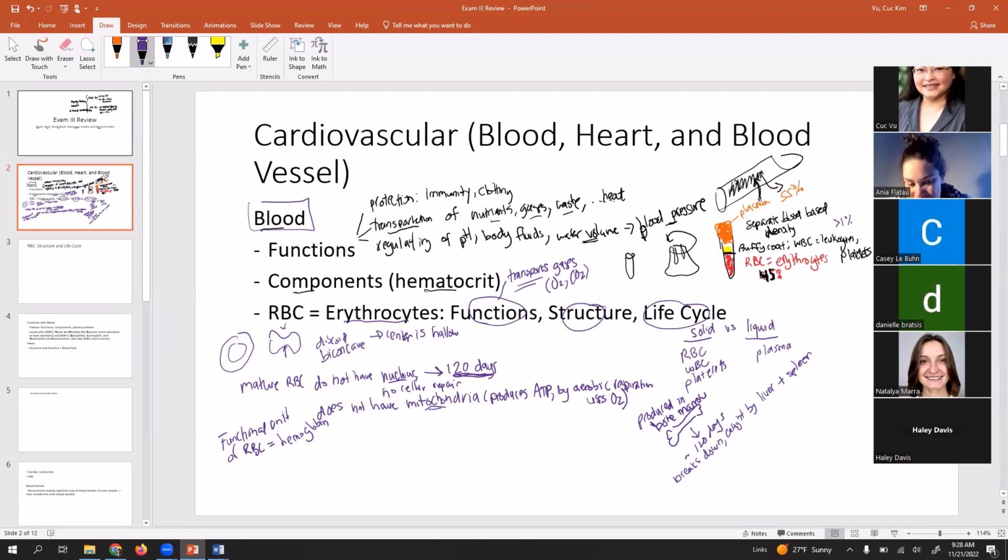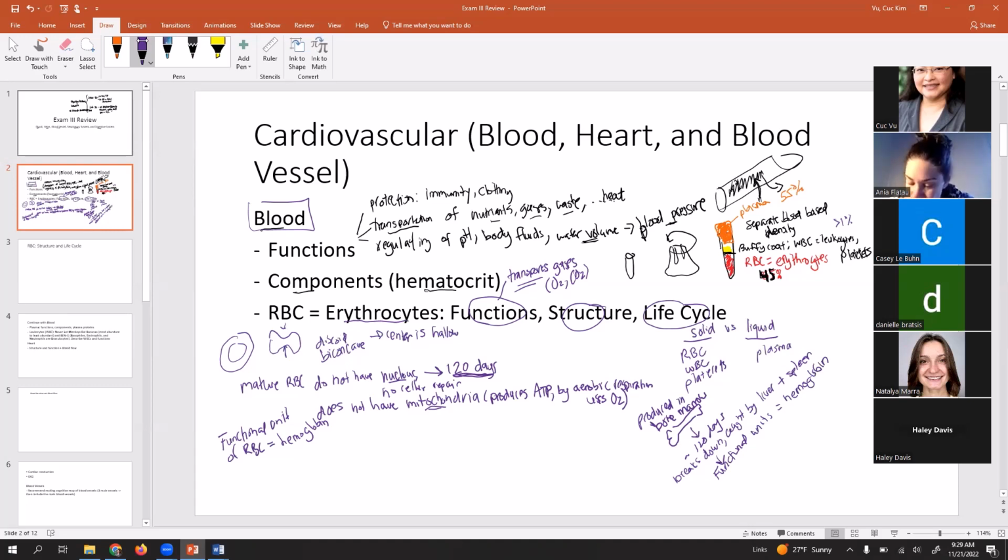Because the spleen has a kind of fibrous tissue, like a mesh, that catches the damaged red blood cells and then breaks them down. So in about 120 days, the red blood cells break down and they're caught by the liver and the spleen. And when they break down, they're going to break down to their functional units. And we just learned that the functional units are hemoglobin.